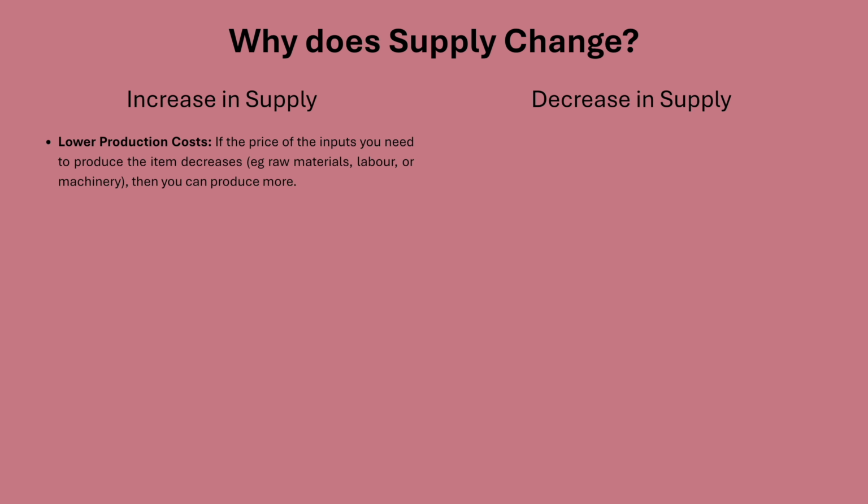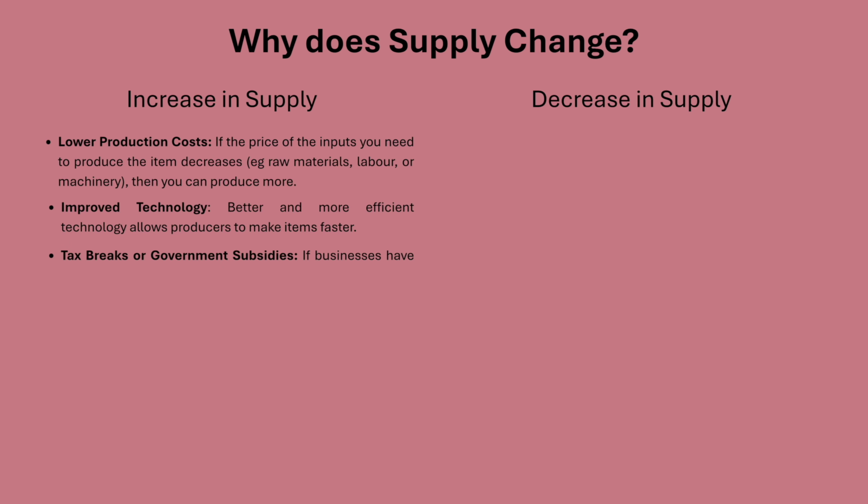The next scenario is improved technology. If some new technology comes out that lets you produce your products more efficiently, then you can increase your supply. For example, there might be an AI tool that comes out and can speed up some of the process, allowing you to produce more stuff. Supply also increases when businesses have to pay less tax, because now they have more money which they can use to make their stuff. Or when the government offers subsidies to businesses, they make it cheaper for them to produce the stuff so then they can increase their supply.